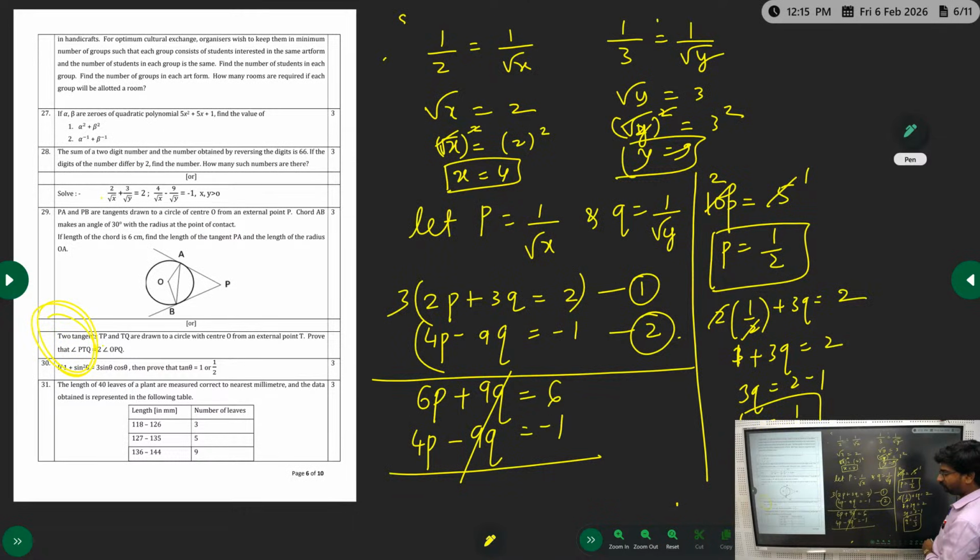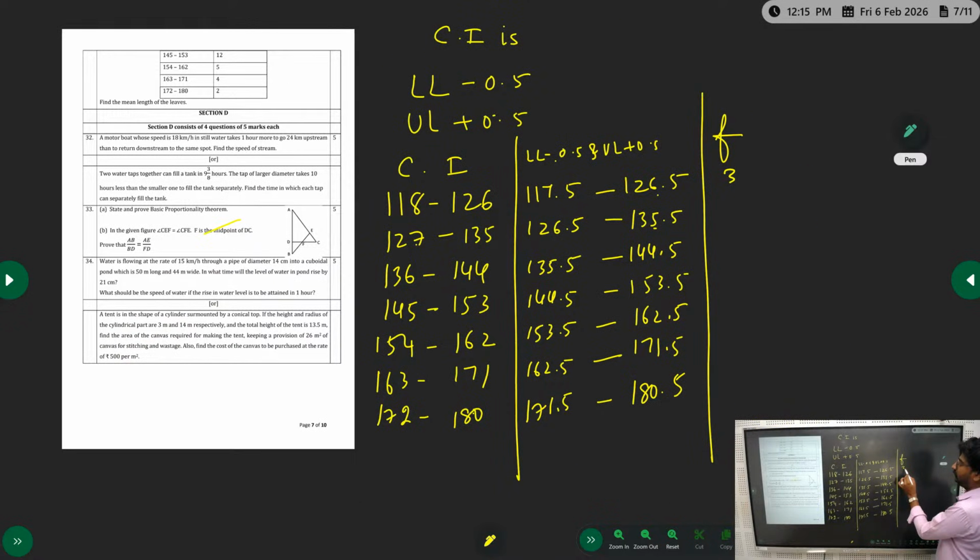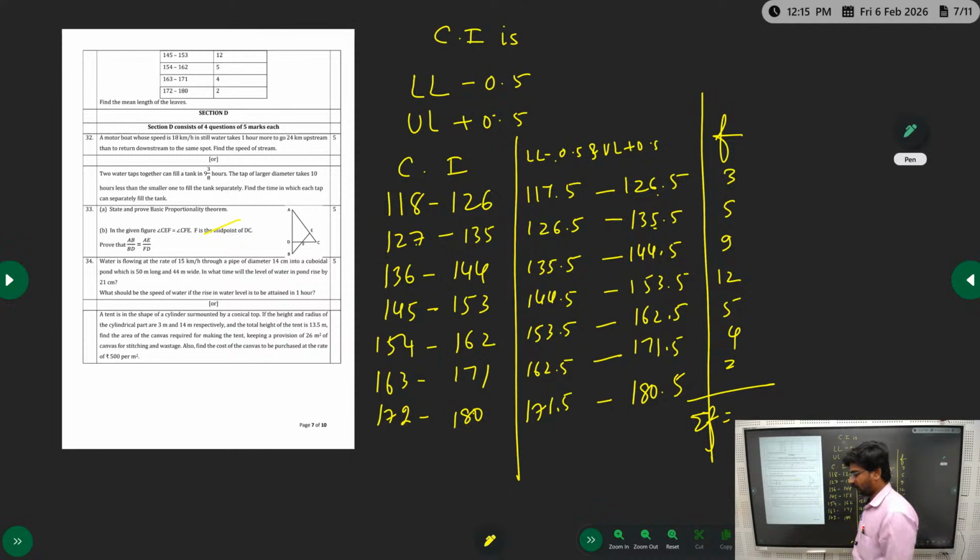What is the frequency? 3, 5, 9, 12, 5, 4, 2. What is the sum of all the frequencies? 40. What was there in the question? Add: 3, 8, 17, 29, 34, 38, 40. Just cross-check everything.